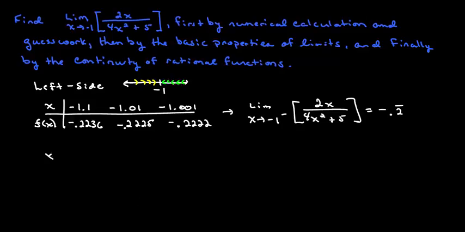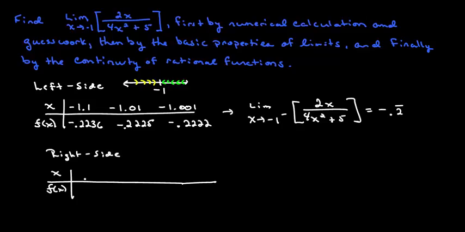So again, we'll make a table. Let me write down right side above this. Okay, now if we're coming in from the right side, we could go from like 1.1 to 1.01 to 1.001. Now, I just arbitrarily picked these. You could pick other values, but you want to keep getting closer and closer to the value of -1. Whoops. That's right, -1. I need to change those.